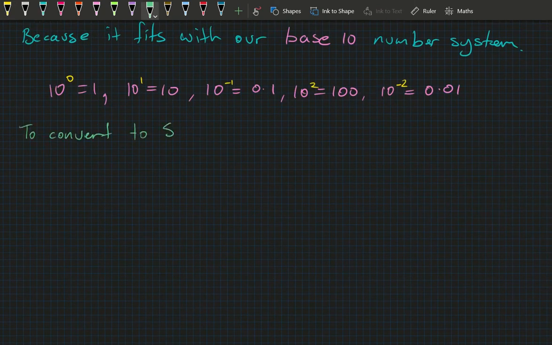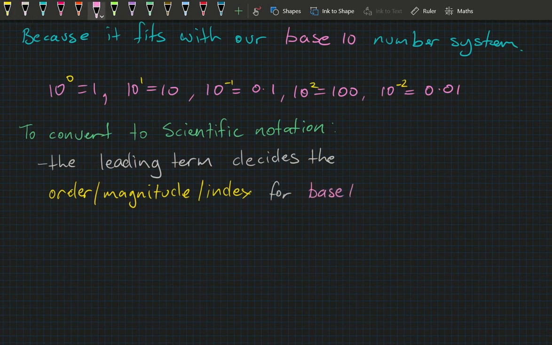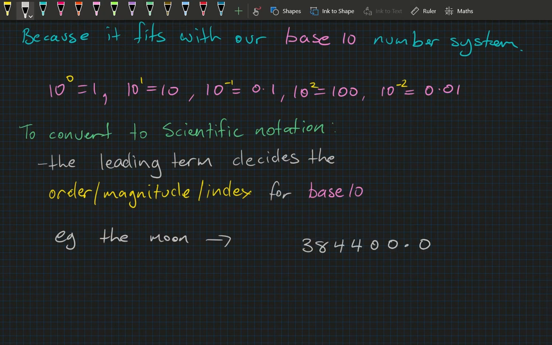To convert to scientific notation, we find the first term and its place value determines the index for base 10. So let's use the moon distance for example, 384400.0. The first digit to the left of the decimal has a magnitude of 0, in this case the actual digit 0 as well.